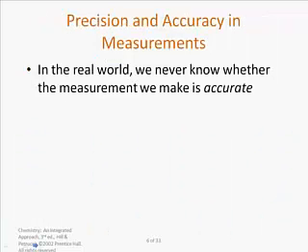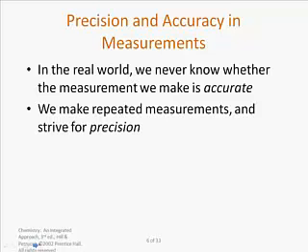Okay, so how do these two terms apply in real life? Well, basically, when we're making measurements in the lab, we really don't know what the true value is. If we're making a measurement, we don't know if it's accurate or not. And so we do repeated measurements and try to obtain measurements that are all close together.